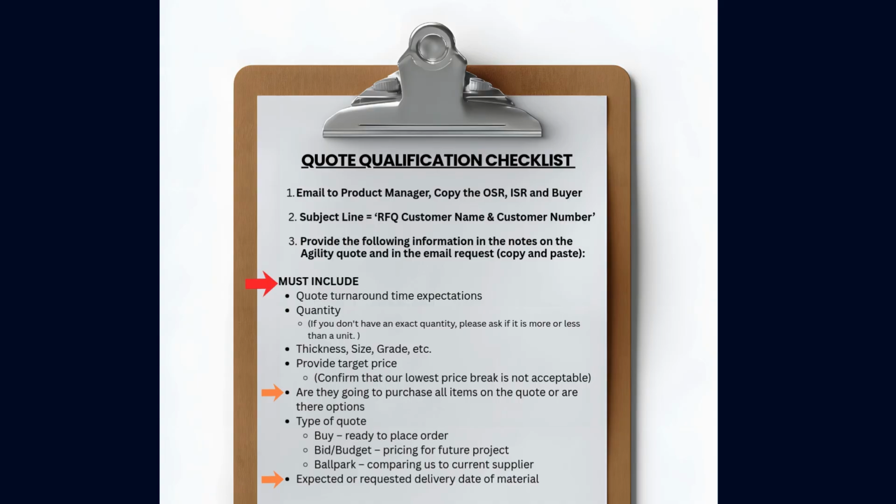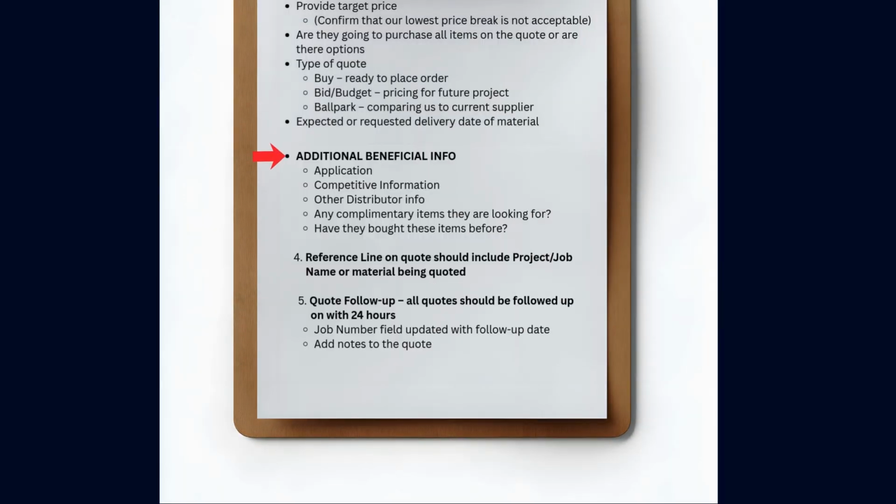The other thing that happens on quotes is there's several times when a quote has many different items on the quote. Is the customer looking to buy all those items, or are they looking at options? We need to know that. We need to know and understand the volume of the different items on the quote and the quantity of each of those items. Some additional beneficial information to help speed up the quoting process would be the application.